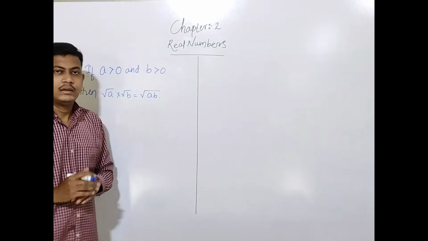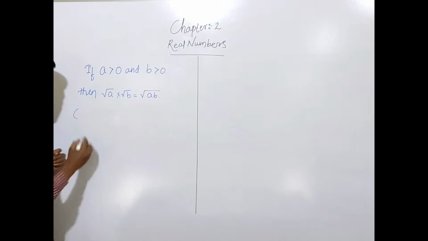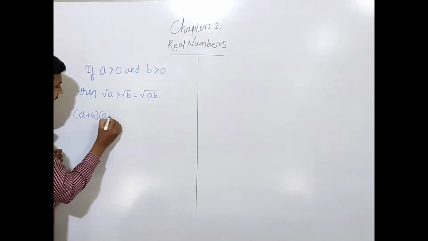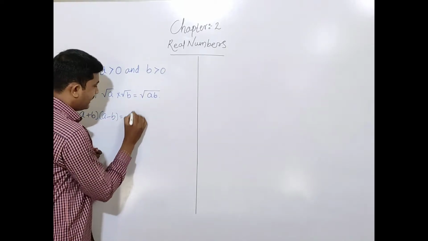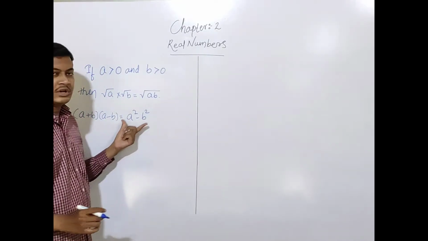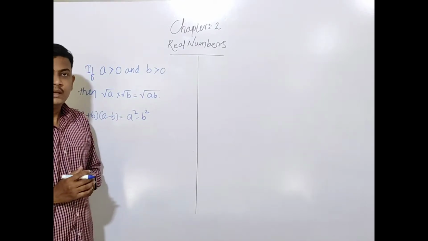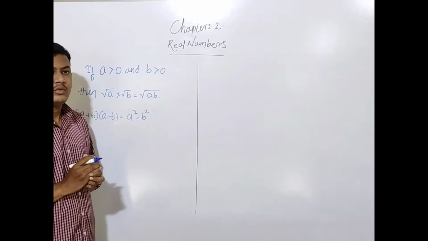Also, we have seen in our earlier classes the expansion, that is the multiplication, of two terms: a plus b multiplied by a minus b. The formula is a square minus b square. The same formula we have to study in our next topic, that is square root of a plus square root of b, multiplied by square root of a minus square root of b.